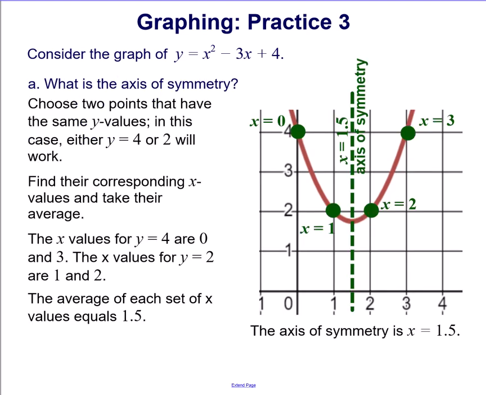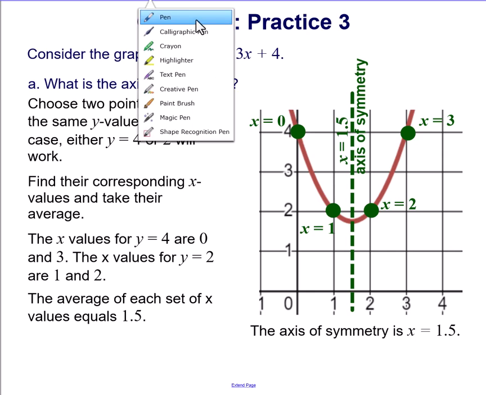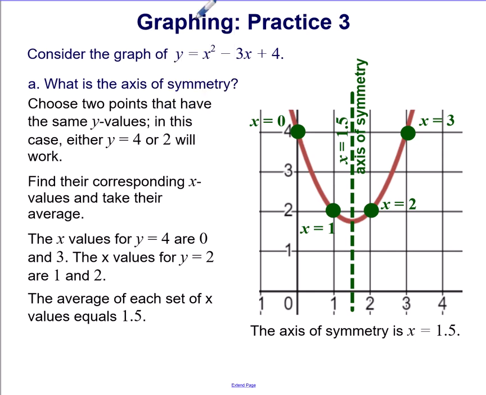Welcome back. Were you able to determine that the axis of symmetry is x equals 1.5? This line right here. Well, if not, let's find out how that was achieved. First of all, we want to choose 2 points to have the same y values. In this case, we can take either y equals 4, or down here we can take y equals 2. They'll work just fine. When we determine what y values we're going to use, we want to find the corresponding x values and take their average.